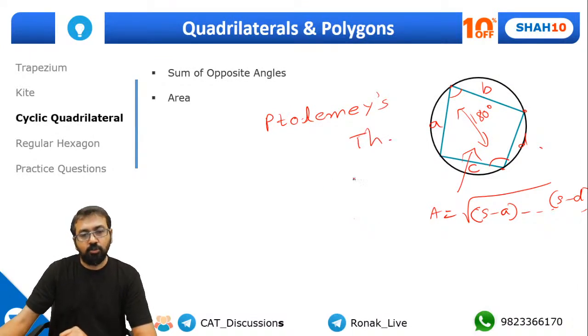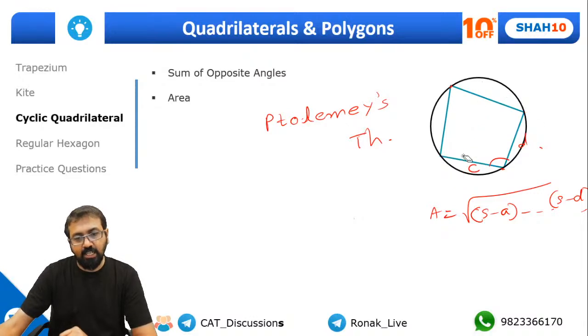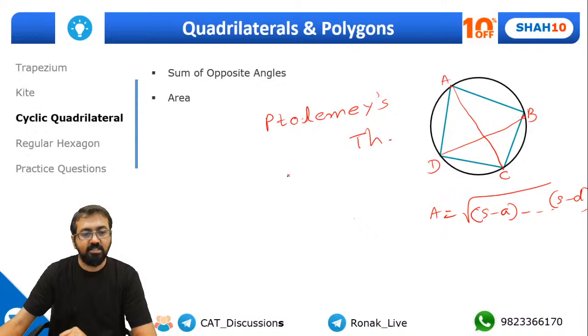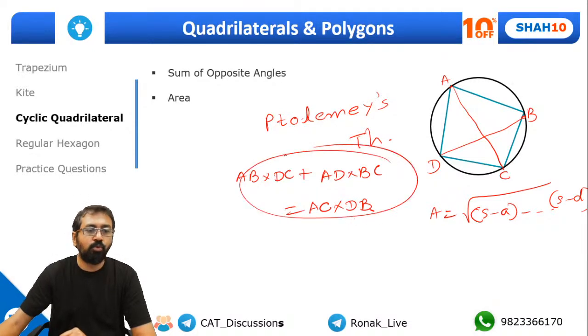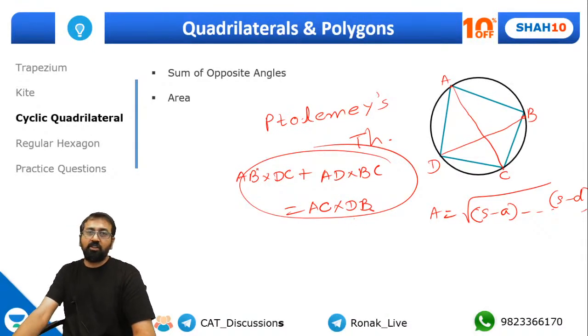Ptolemy's theorem says that in a cyclic quadrilateral, it gives you a relationship between the four sides and diagonals. AC and BD are diagonals. So Ptolemy's theorem says that the sum of the products of opposite sides, that is AB into DC plus AD into BC, will be equal to the product of the diagonals, AC into DB, and this can be proved. Of course, in a marathon we can't prove it, but you can definitely try to prove this thing.